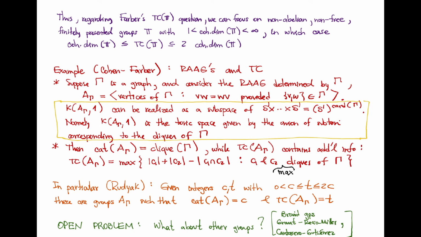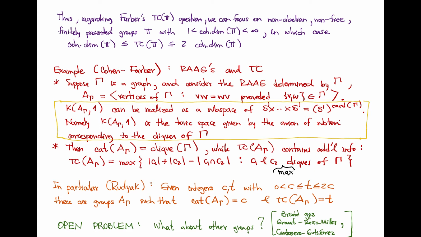Well, I already tried to motivate the connection of TC up to this point, TC of a group. And, well, it's a difficult problem. I'm going to be giving an example of what happens with some nice groups. Namely, this is a result of Dan Cohen and Michael Farber. It deals with right-angled Artin groups and their topological complexity. So these groups arise in the following context.